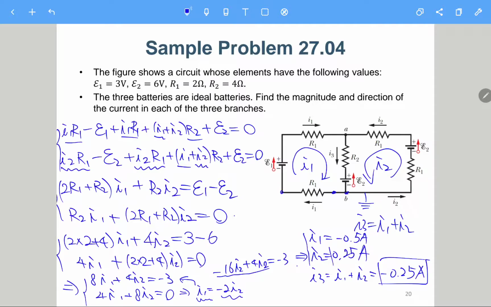So these are the answers for I1, I2, I3. And in that case, as we know, I1 is a negative value, minus 0.5, which means that this is 0.5 going to the left side. And then I2 is a positive value, which means that 0.25 going to the left side. And I3 is a negative value, which means 0.25 going upwards.